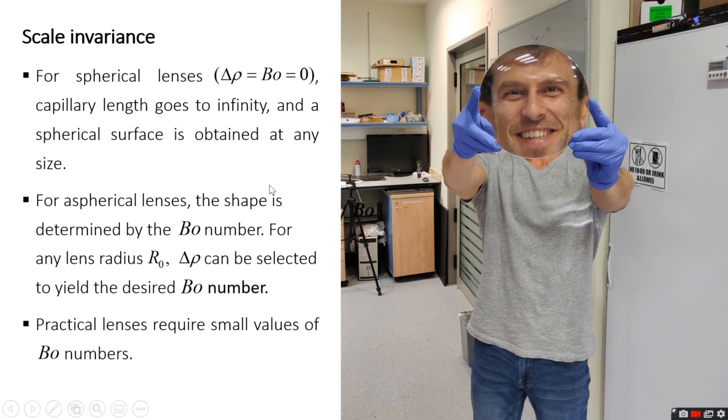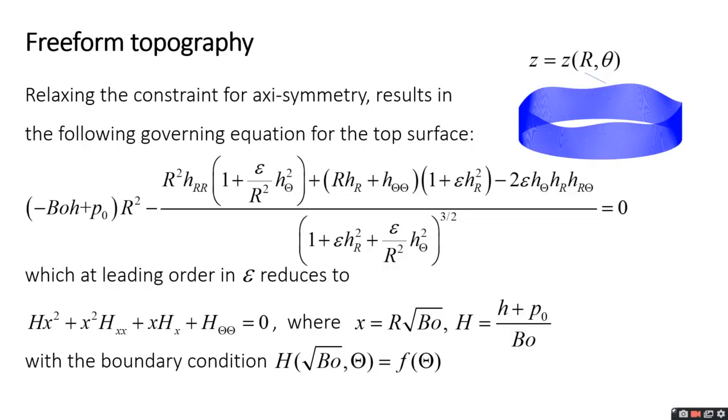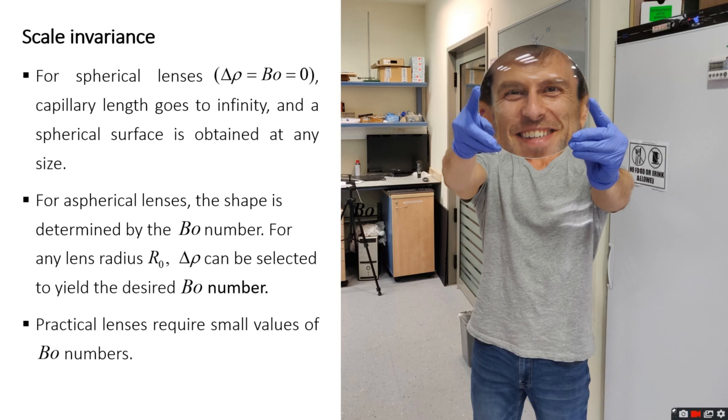But this scale invariance remains true also for the aspheric case, since the shape of the lens is determined by the dimensionless Bond number, which in itself is a function of the lens's diameter and the density difference. So for any diameter, we can adjust the density difference to yield any desired Bond number.